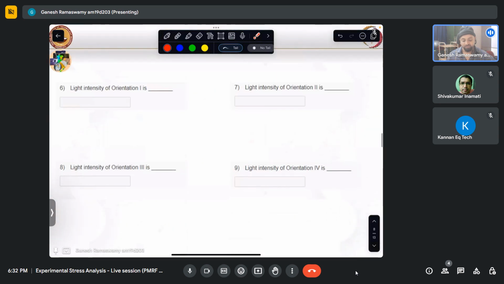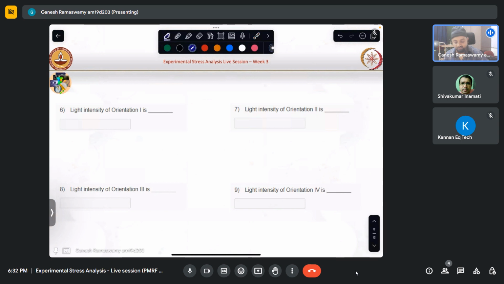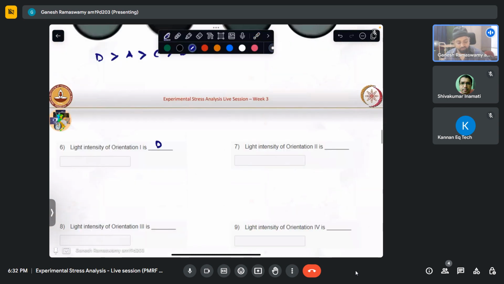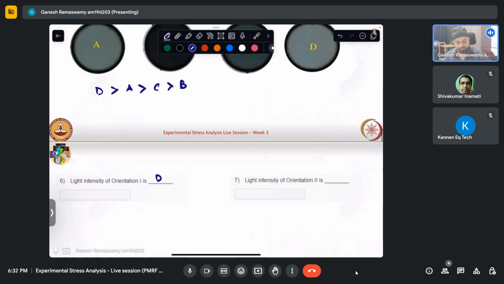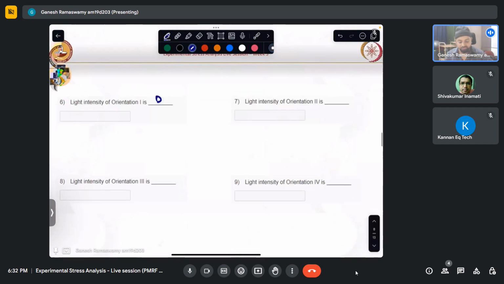Okay, so it's that same question. Light intensity in orientation 1, we have seen, is D. In orientation 2 it is A, C, B. So it decreases like that: A, C, and B. Very well.